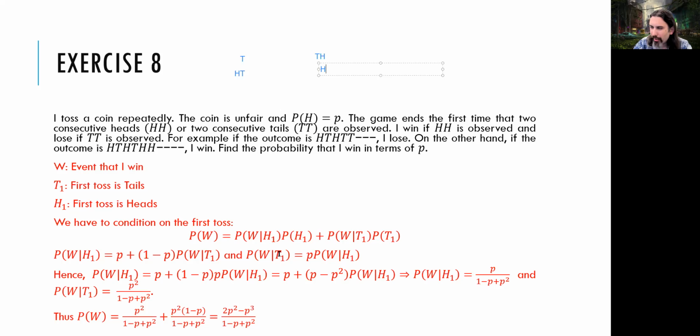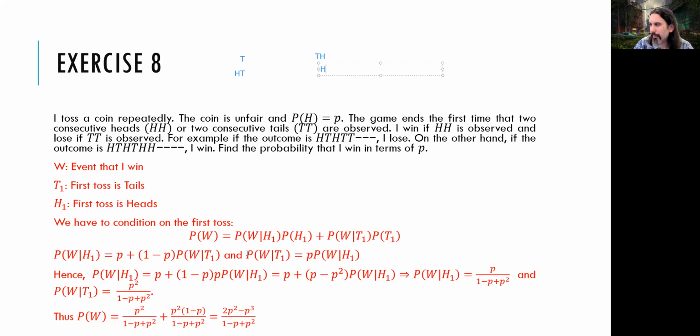So now I have 2 formulas that are related to each other with 2 unknowns. So I can just take one of them and put it into the other, like a loop, and then we will just solve it as if we are solving a linear equation. Now, when I put this one into this one, I find that the probability that I win the game given that I start with a head is P over 1 minus P plus P squared.